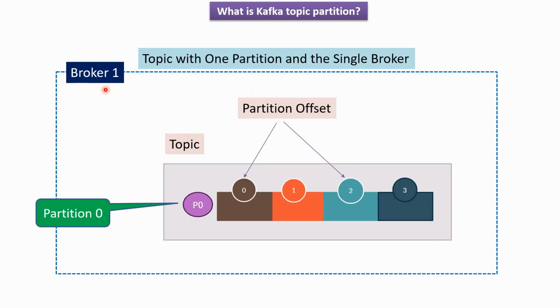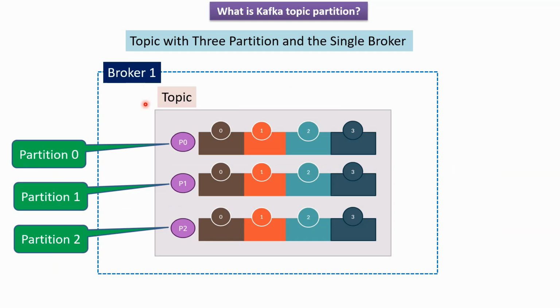Here you can see the broker which has one topic, and the topic contains one partition, and this partition is partition 0. It has a partition offset which starts from 0, and it will keep on increasing based on the messages. This is the example of a topic with one partition and a single broker.